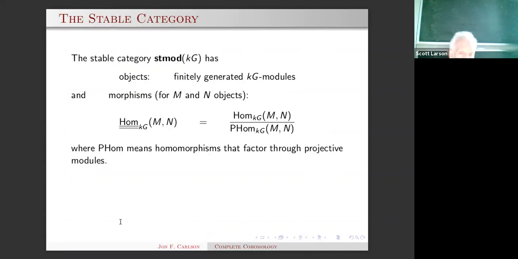Now let me just introduce the stable category. I'm not going to do a whole lot with it, but this is where everything takes place. The objects in the stable category, again, are finitely generated KG modules. This is my category StMod KG. The morphisms are the usual homomorphisms from M to N, but you factor out all those that factor through a projective module.